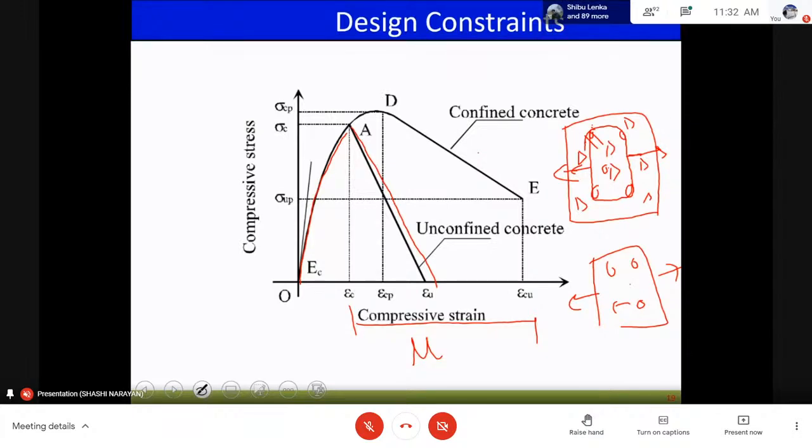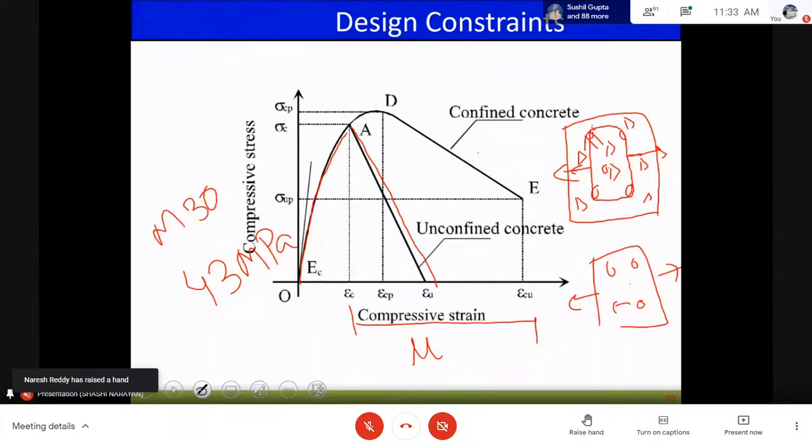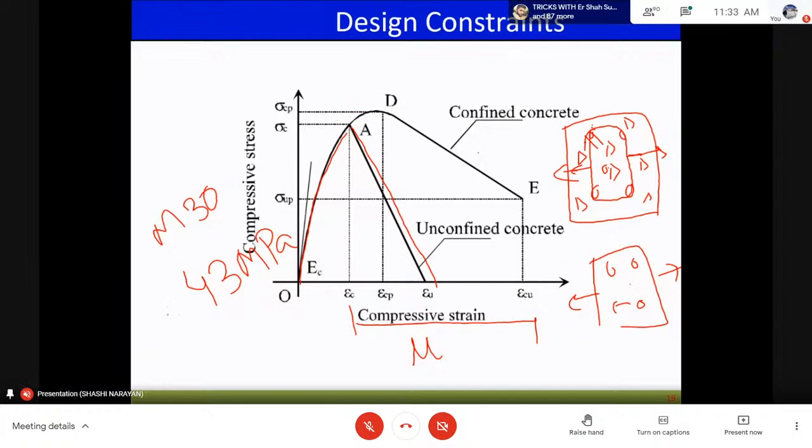Generally it is seen that for M30 confined concrete, we can go up to 43 MPa. That is a very large increase in the force. The compressive strength carrying capacity of the material is also increasing, that is what we see. Sigma c is over here, that is normal unconfined concrete. Sigma cp for the confined concrete is larger than sigma c.